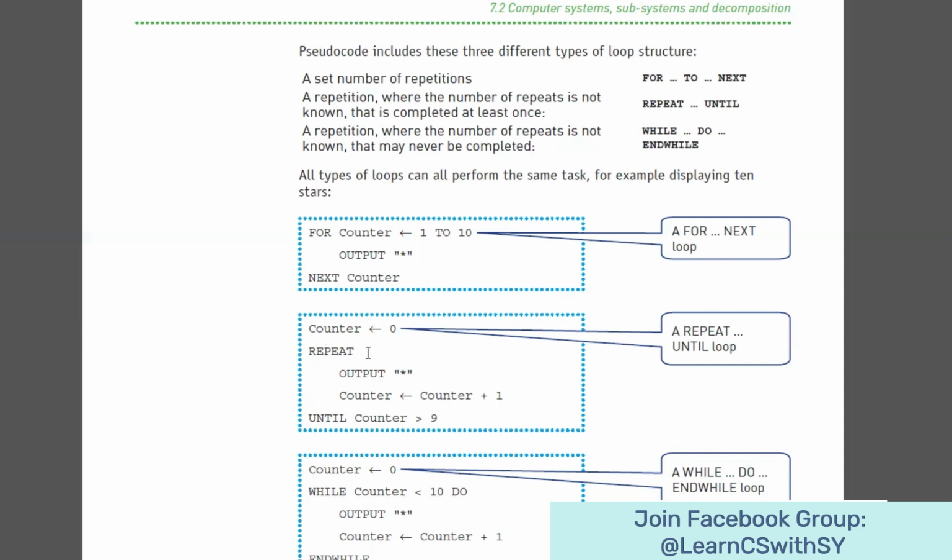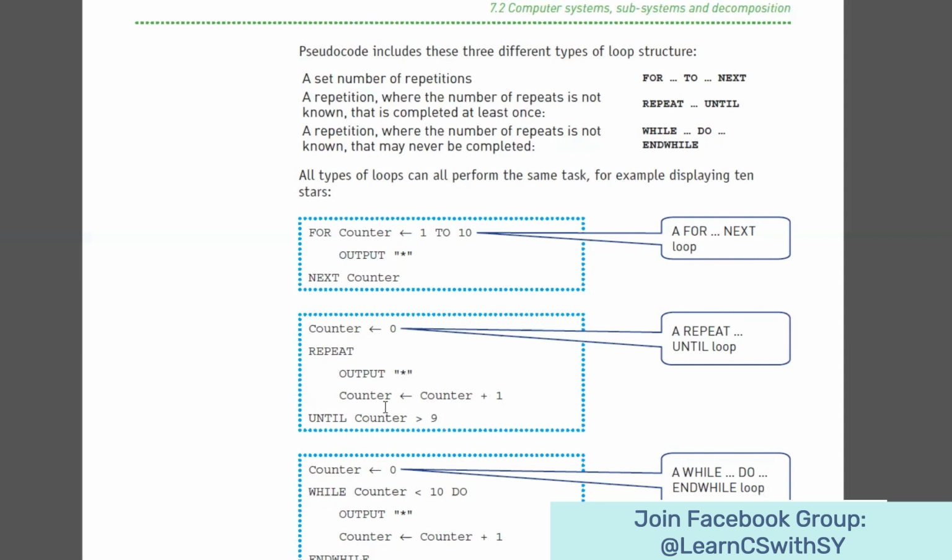Same task done, but now you can see we are using a variable counter. And we are initializing this. Please be clear, it's initializing. Counter equals to 0, repeat, output asterisk, counter equals to counter plus 1, until counter greater than 9.